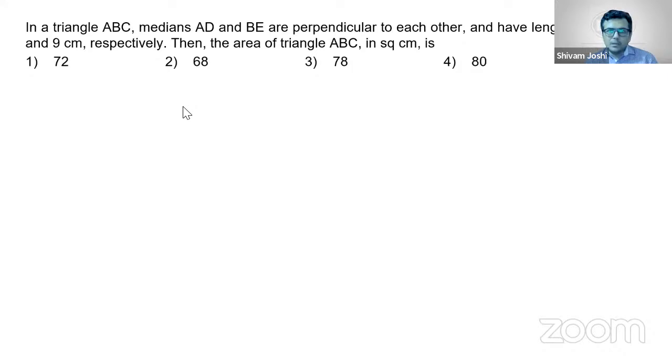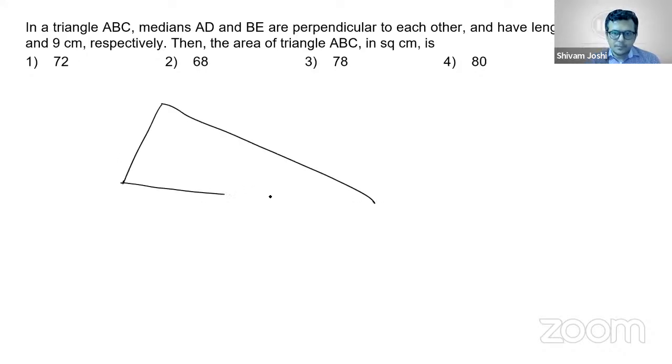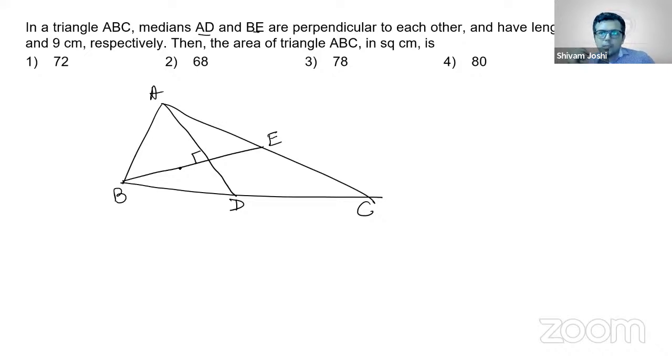In triangle ABC, medians AD and BE are perpendicular to each other. I think we discussed a similar question to this as well, where medians were perpendicular, isn't it? AD perpendicular to BE. This is AD, this is BE. There is 90 degrees here. And they have lengths of 12 and 9. So AD has a length of 12. Can we split AD as 2:1, 8 and 4, right? So this has to be 8, this has to be 4.